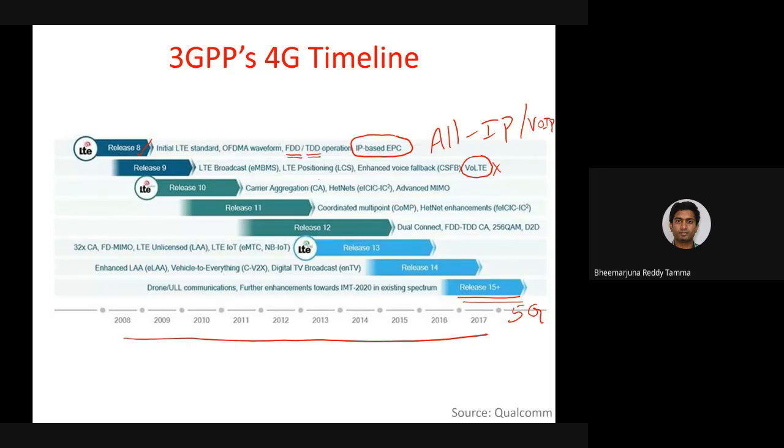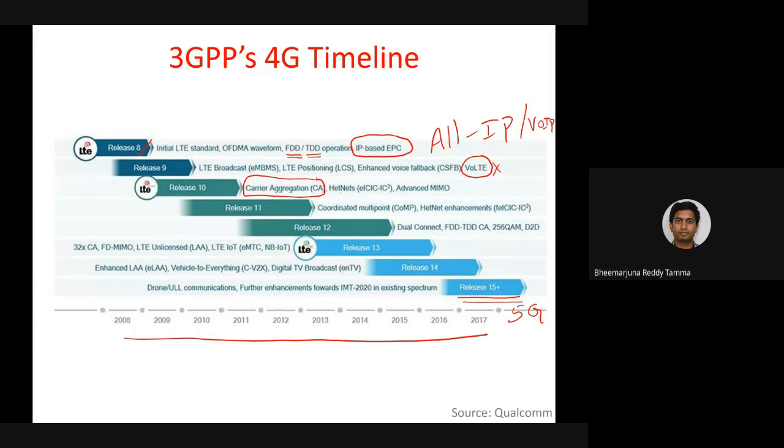Carrier aggregation is nothing but combining multiple non-contiguous bands together to offer wireless services. That way I can take two 10 megahertz spectrum channels at two different frequency bands, and I can combine them into one large 20 megahertz channel and provide radio resources to the users.